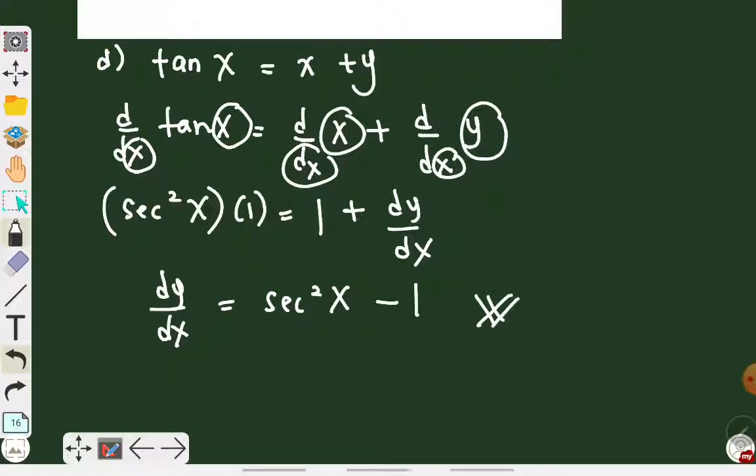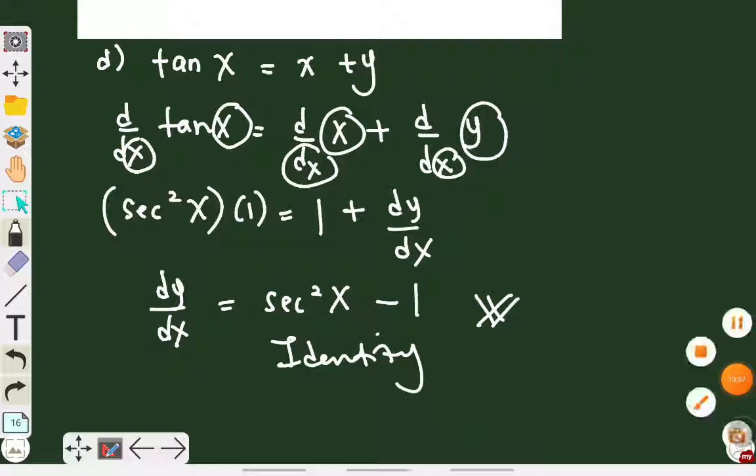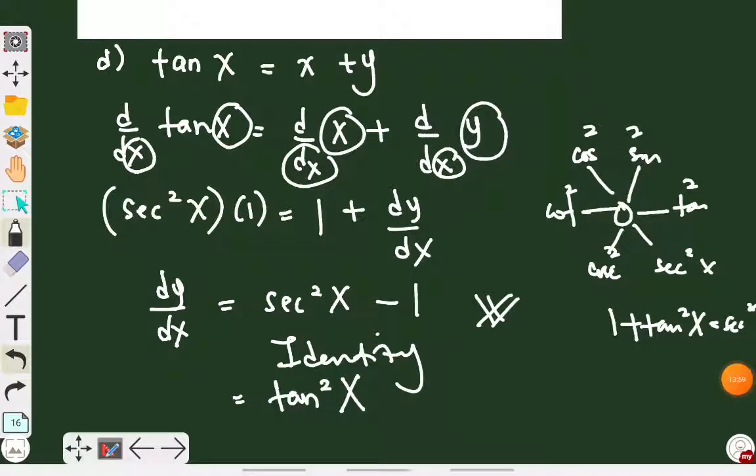Oh, this also can be simplified, right? You can use the identity. Please refer back to your lecture notes. Secant squared minus 1, I think this can be simplified, right? But if you would like to stay with this, it is also okay. This is the final answer if you use the identity.